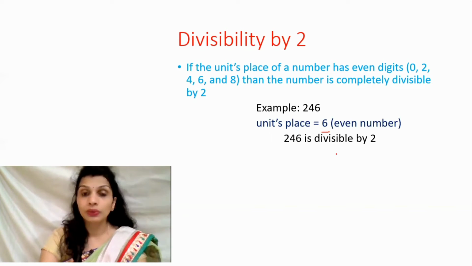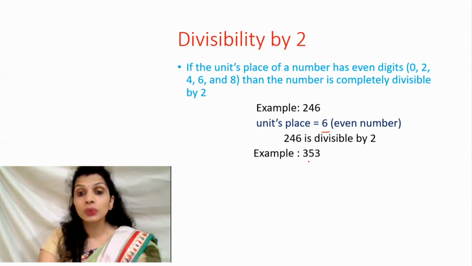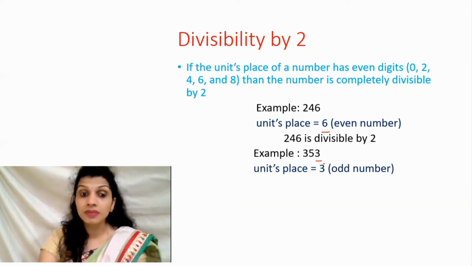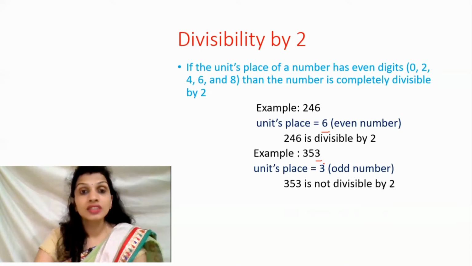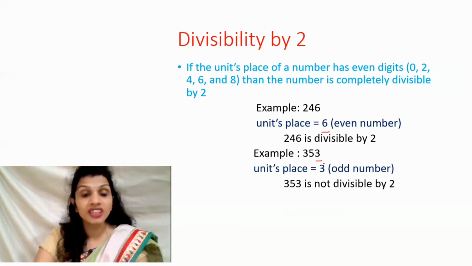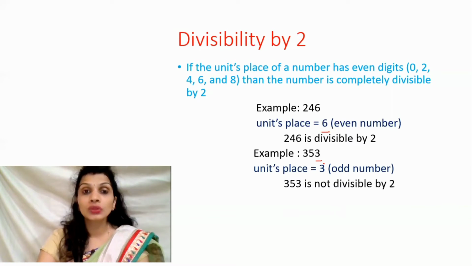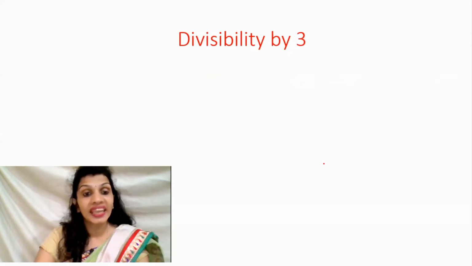we are going to get the remainder as 0. Now let us take one more example, 353. Now here in the unit place, what number is there? Yeah, 3, which is an odd number. It means that if we divide this number by 2, a remainder will be left. Therefore, 353 is not divisible by 2. So the divisibility rule is that the ones place, the unit place, should have an even number. Now we are going to learn the next divisibility rule, by 3.